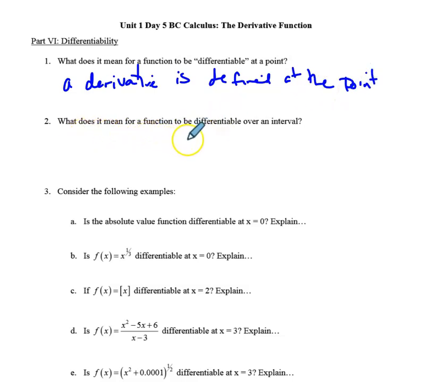So what does it mean for a function to be differentiable over an interval? It's the same, except for now, instead of at the point, it is over an interval. So if I say that a function is differentiable across all real numbers, that means we can calculate a derivative at every point on the entire number line for that function. So let's consider a few examples.